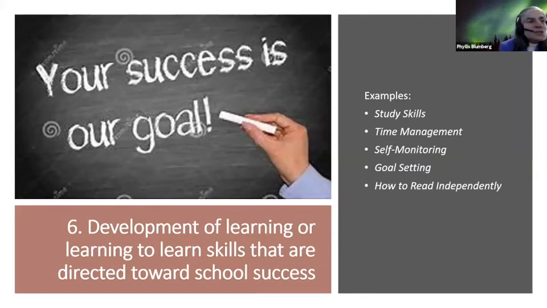Up to number 6 out of 12, this is the development of learning or learning to learn skills that are directed towards student success. And these skills vary with the level of the students, the level of the class, but you may think, well, I don't teach freshmen, I don't need to know about this. But even graduate students and professional students might need help with this as the demands are different.